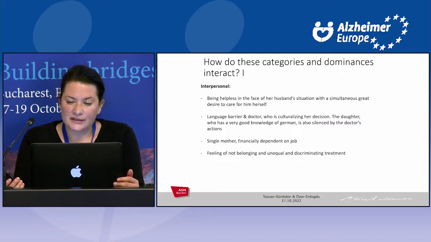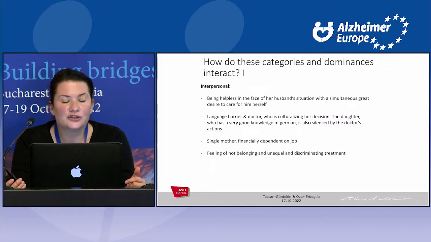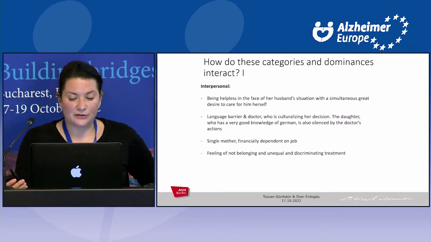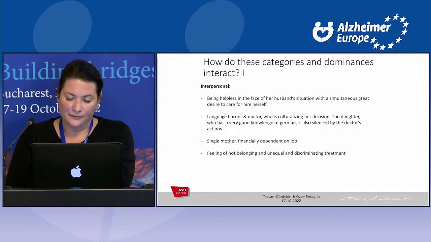If we look at how these categories and dominances interact with each other, then we have this interpersonal level: helplessness in the face of her husband's situation with a simultaneous great desire to care for him herself. She has got language barriers and a doctor who is culturalizing her decision. The daughter, who has a very good knowledge of German, is also silenced by the doctor's action. She is a single mother, financially dependent on her job, and she has feelings of not belonging and unequal, discriminating treatment.